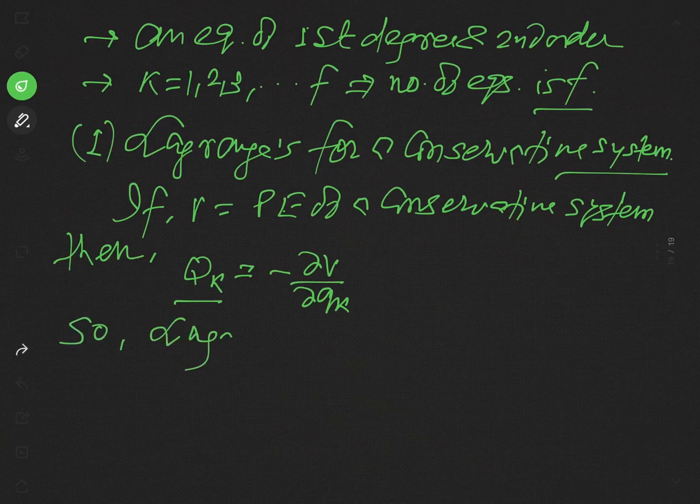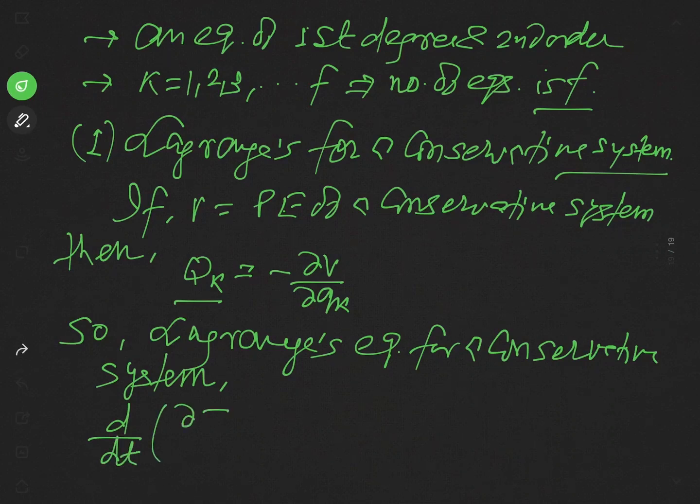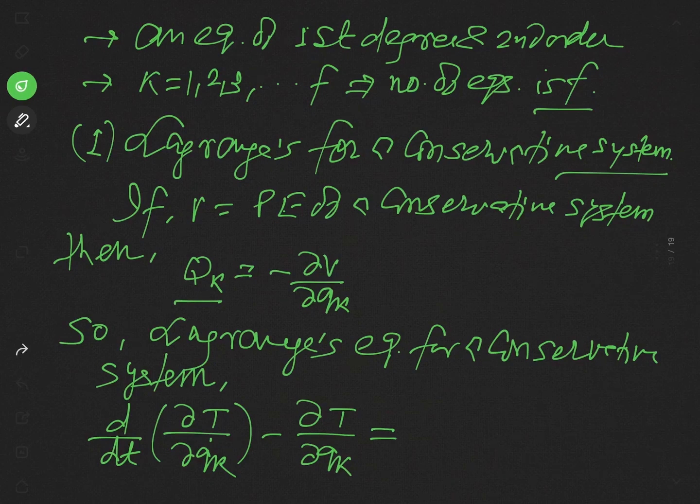So the Lagrange equation for a conservative system will be simply d dt of del T by del Qk dot, minus del T by del Qk, and you know that in the general equation there is Qk on the RHS, and now for a conservative system we will replace that Qk by minus del V by del Qk.